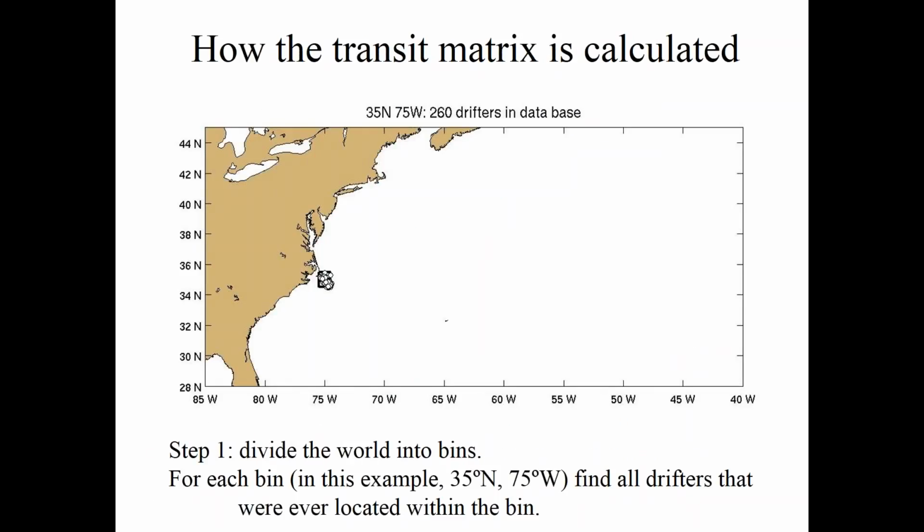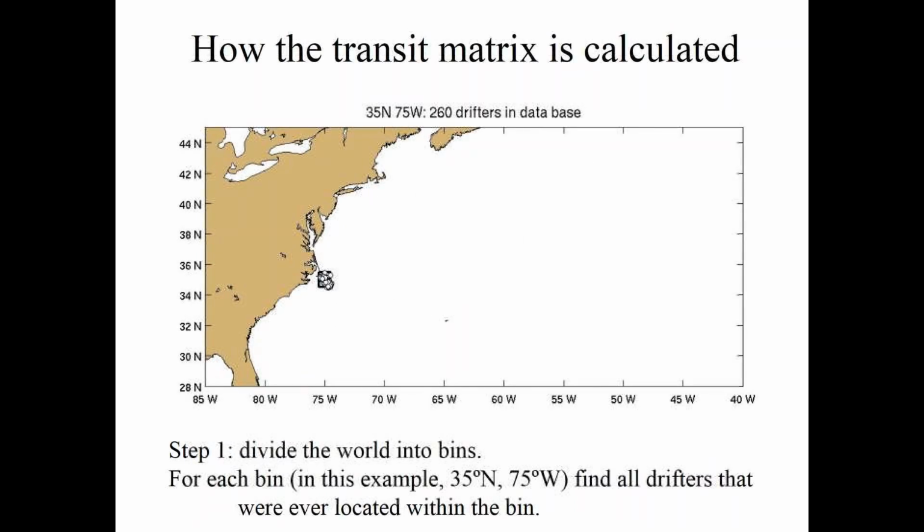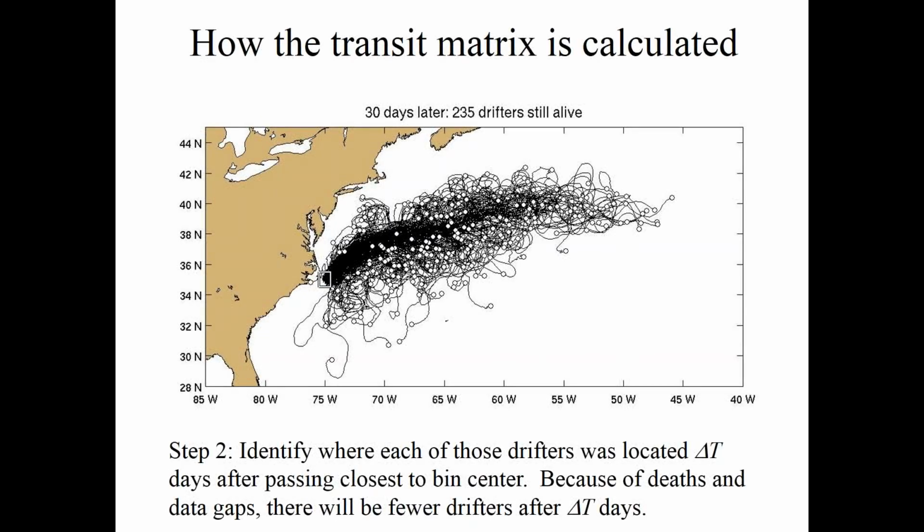Then there's a transit matrix approach, which is one step further removed, using the statistics of the drifters. So I'm going to show you an example of how this calculation is done, first of all. You divide up the world into boxes. And in this case, I've done 1 degree bins for this example. And then you find all the drifters that ever entered or passed through or were deployed within this one bin. And you look delta T later, 30 days in this example. 30 days later, the drifters that were in that box, see there were 260. 235 drifters were still alive 30 days later. And that's where they were located.